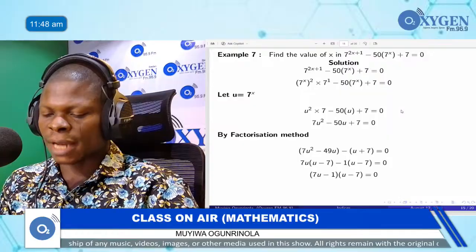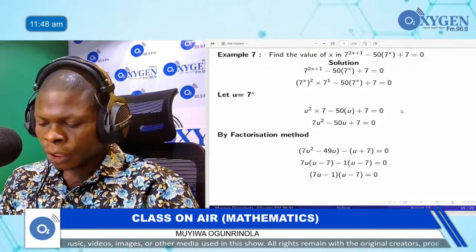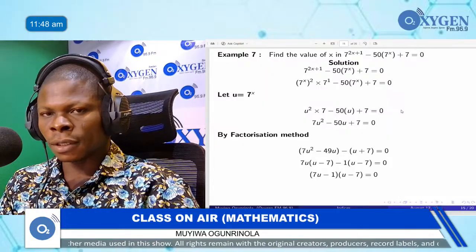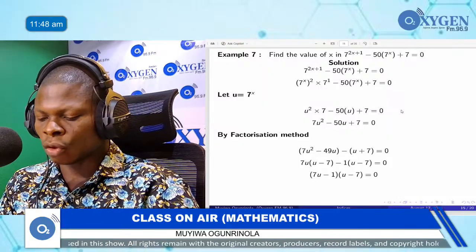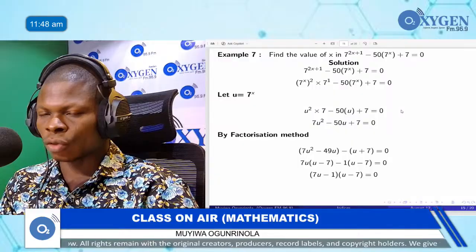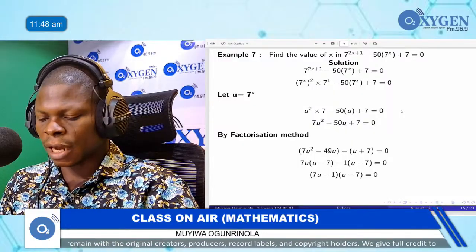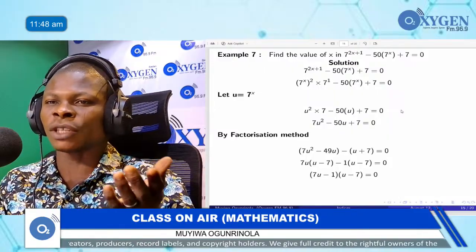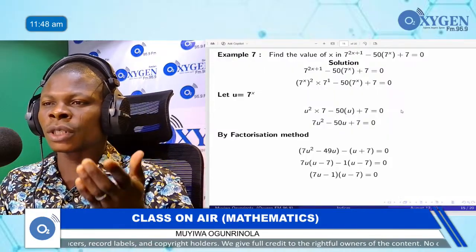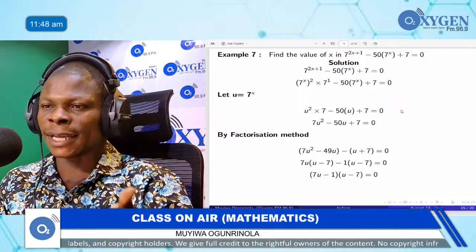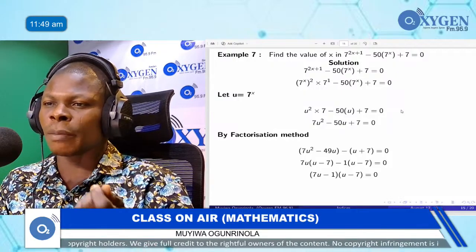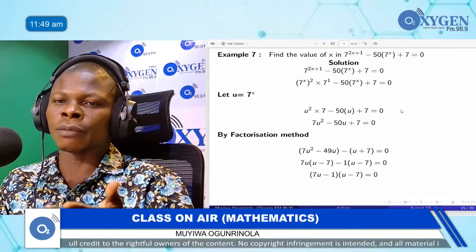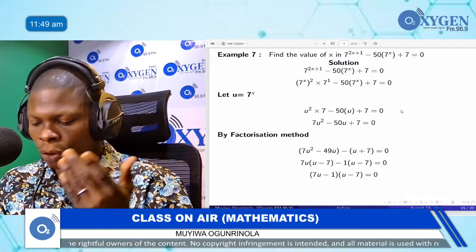So by factorization method, we have 7u square. So u square here has the coefficient of 7. If we multiply it with the 7, the last term will give us 49. So we look for two numbers that will multiply together to give us 49, and when you add the same numbers together will give us minus 50. So those values will be minus 49 and minus 1.